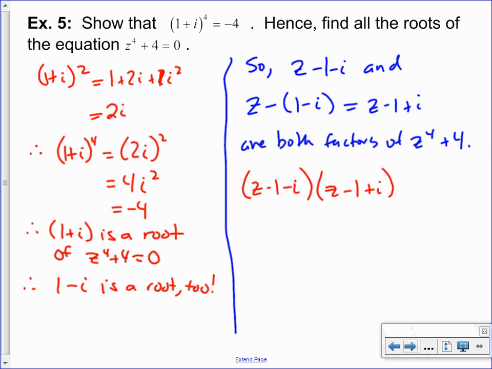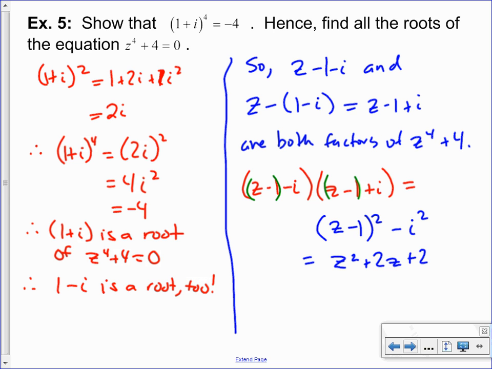Alright, here we go. This is equal to, do you agree that if you look at this as A minus Bi and plus Bi, this would be the same thing as, wait for it, (z minus 1) squared plus, minus i squared, which becomes the plus 1. And if you were to FOIL this out, it would simplify to z squared plus 2z plus 2, right?